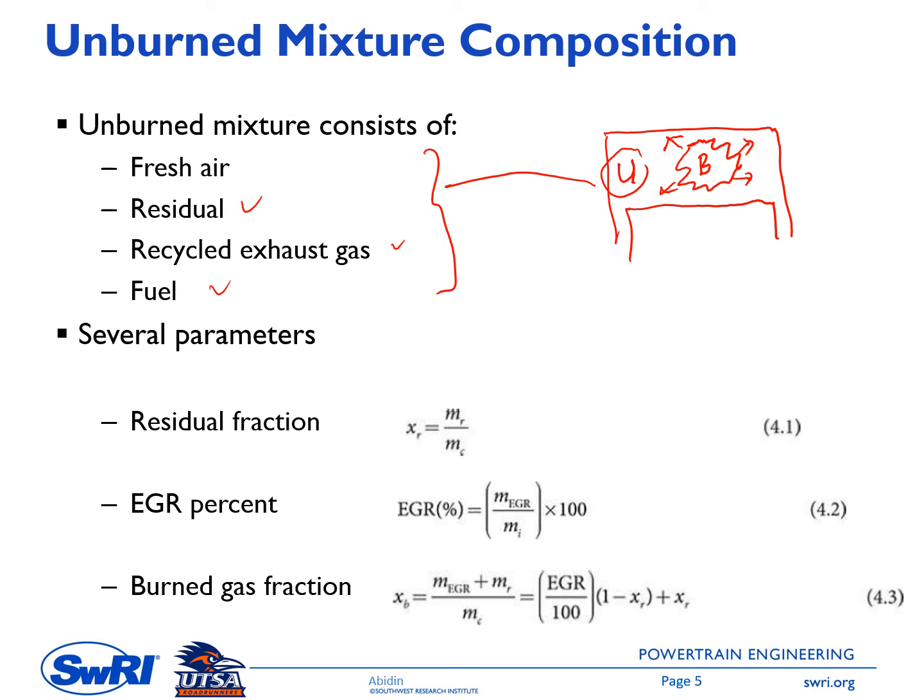Okay, and then there are several parameters to get an estimation of the composition inside this unburned mixture. For example, if you want to know how much is the residual fraction, here we have a residual fraction x_R. This is the ratio of the residual mass, m_R, over m_C. m_C here is the trapped mass inside the cylinder. Once again, m_C is the trapped mass inside the cylinder. And then the next parameter here is the EGR percentage.